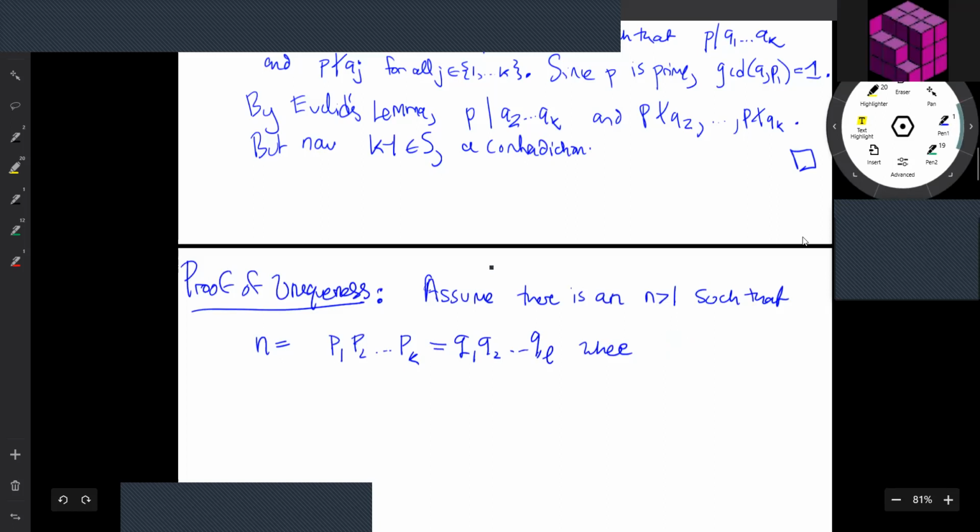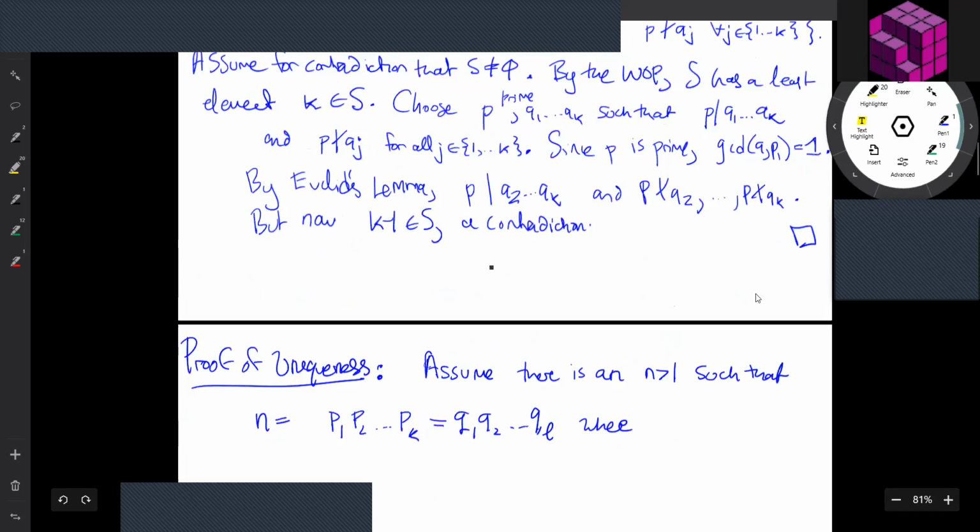Wait, can you scroll up for a second? There's something on the screen that blocks the top. Okay.